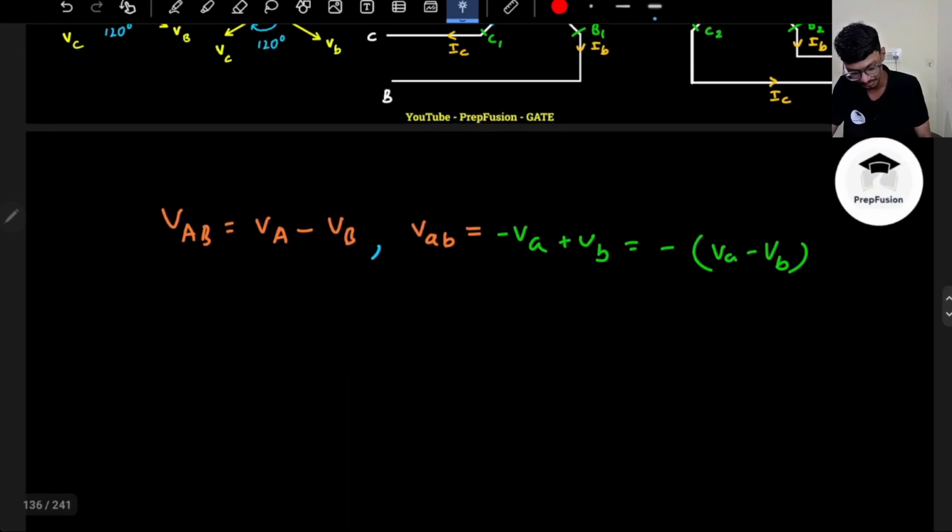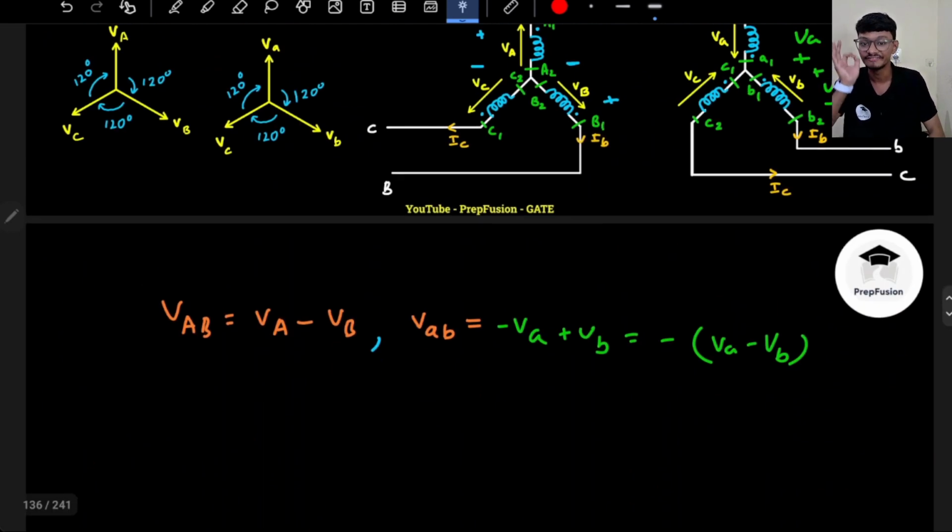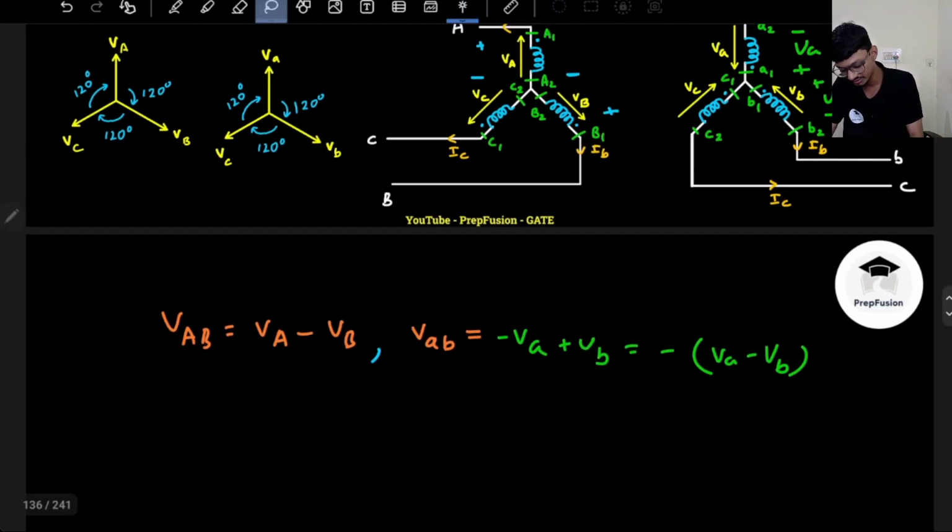If you see plus VB minus VA, it is opposite. So that's why there is a phase shift of 180 degrees. I will visualize it as well for you. Okay, so let's visualize basically.